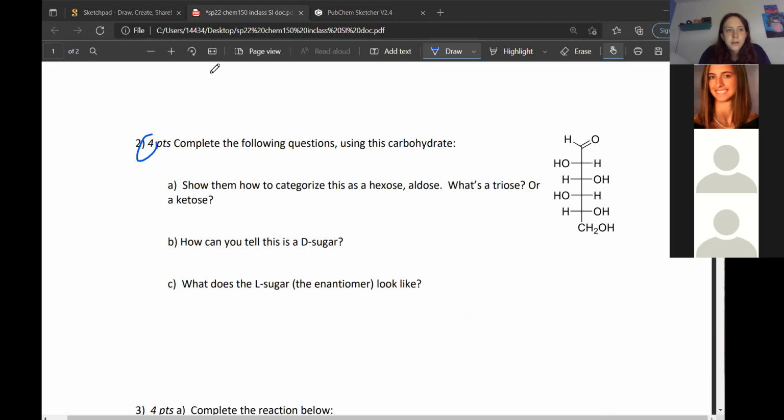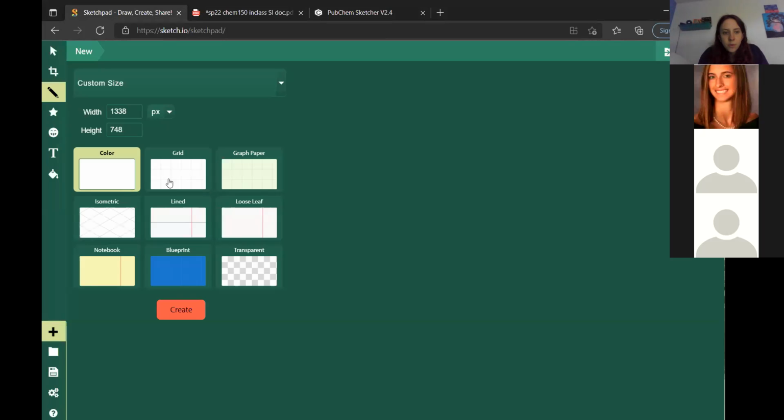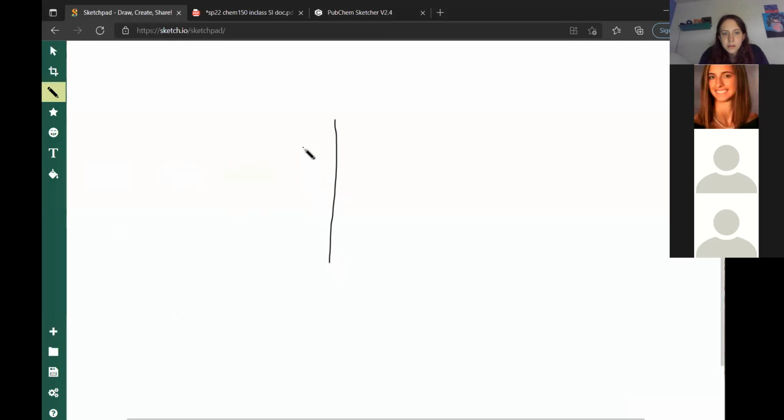So I'm just going to draw a random carbohydrate and we're going to classify it. Okay, that OH is really sad, but it's okay. So I'm going to draw something unlike anything that we've seen yet. I apologize again for my shakiness, but I will explain what the drawing is, obviously, as we go on.